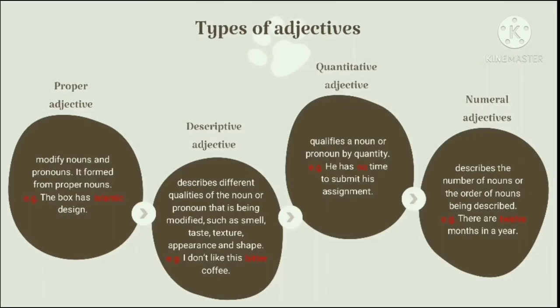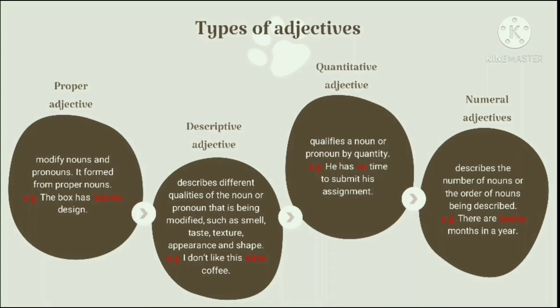So the first type is proper adjective. Proper adjective modifies nouns and pronouns. Proper adjectives are formed from proper nouns. I will give you an example in a sentence. This box has Islamic design. The word Islamic here is proper adjective because Islamic is formed from Islam proper noun.